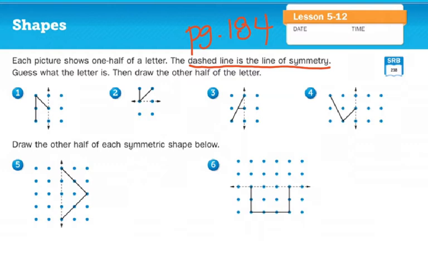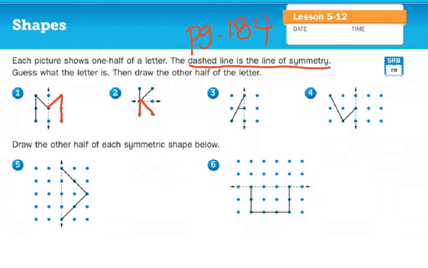So what letter is number 1, everyone? M. So let's go ahead and draw in the other half. Remember, it is a mirror line where you see that dashed line. They mirror each other. All right, number 2, what letter is it? You're right, letter K. Go ahead and draw the other half. Again, that dashed line is the line of symmetry.